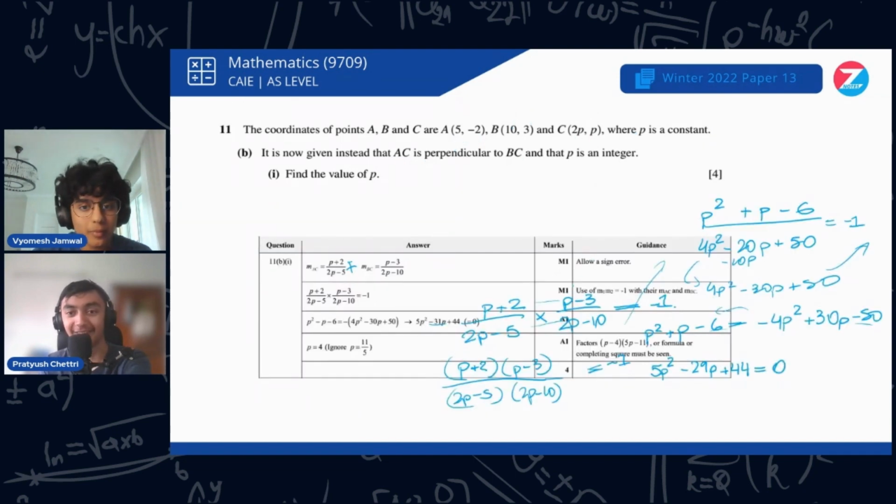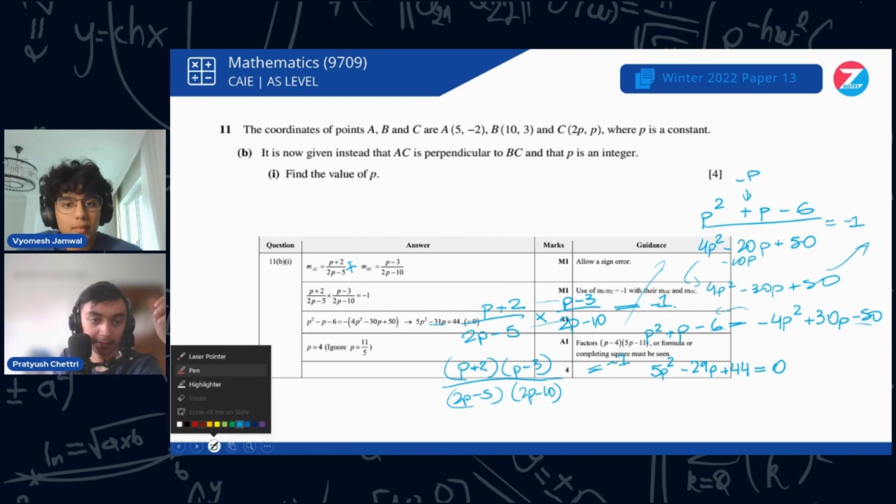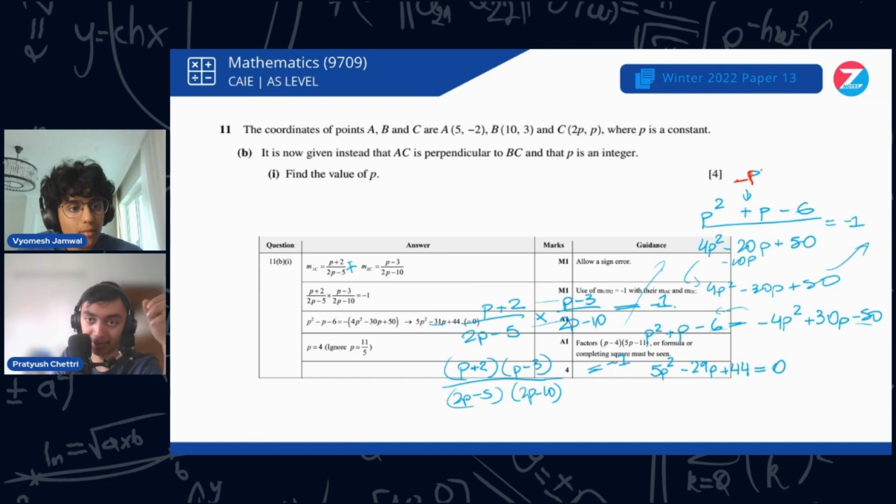Oh, it's here. Let's actually see our issue. It's, I guess, the minus P there. That's what was different. This should have been a minus P. Instead of redoing the question, let's just put our correction here. This would have been a minus P, minus 31. And that would have given us our answer.